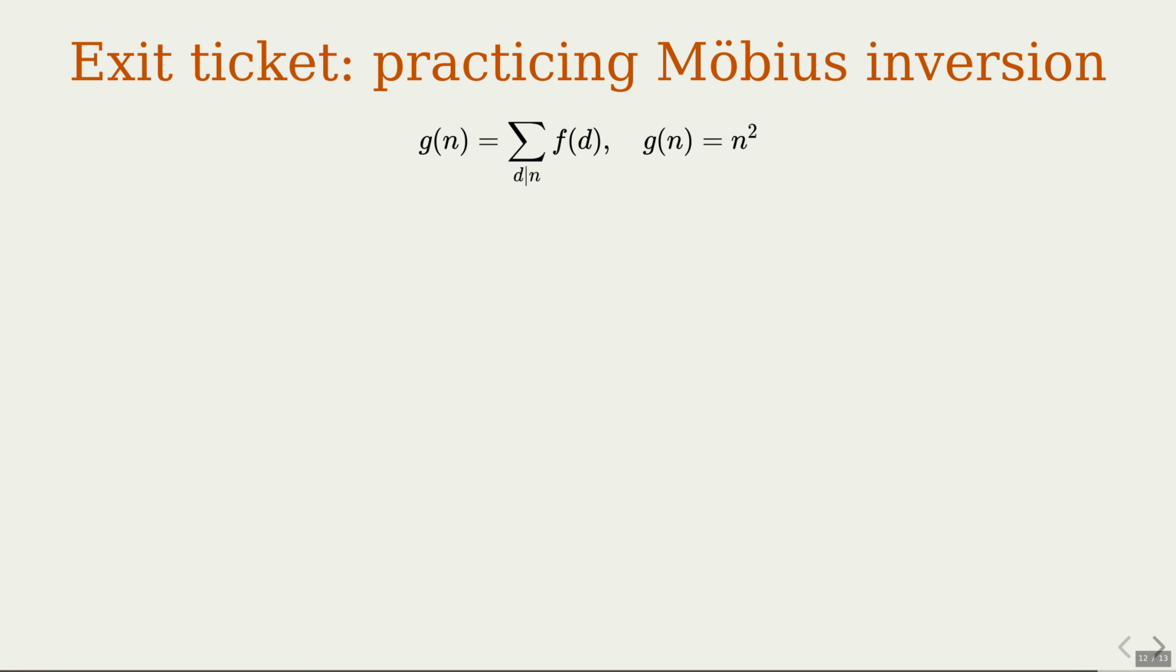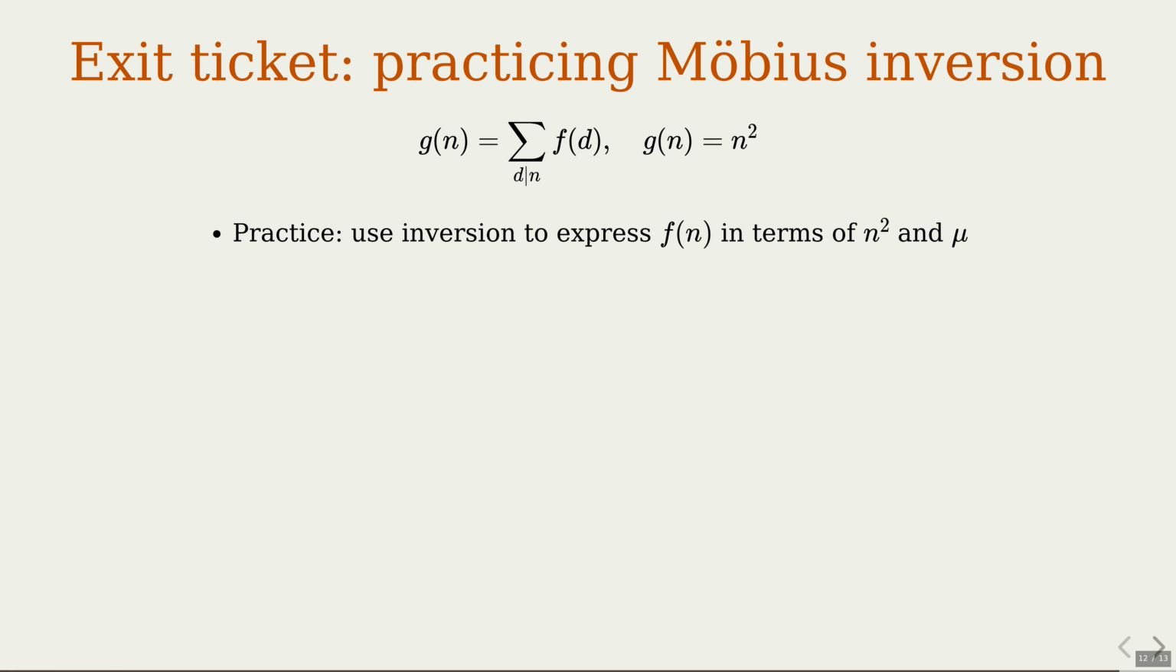G of n is defined both as a divisor sum of f and explicitly as n squared. Since G is a divisor sum of f, Möbius inversion tells us that f should be G convolved with mu, so plug G of n equals n squared into that rule. So f of n should be the sum over divisors d of n of mu of d times g of n over d, which is n over d squared.